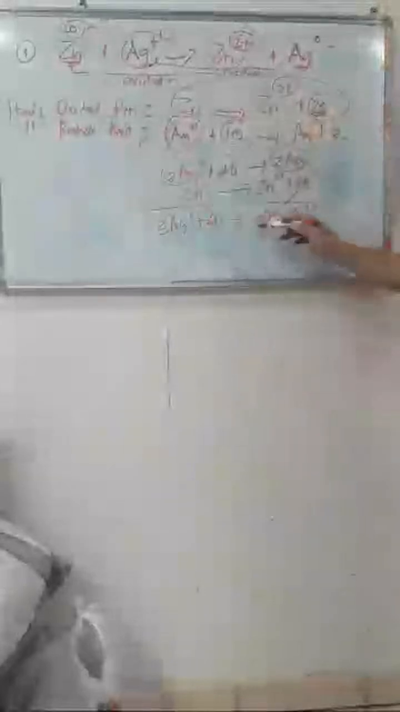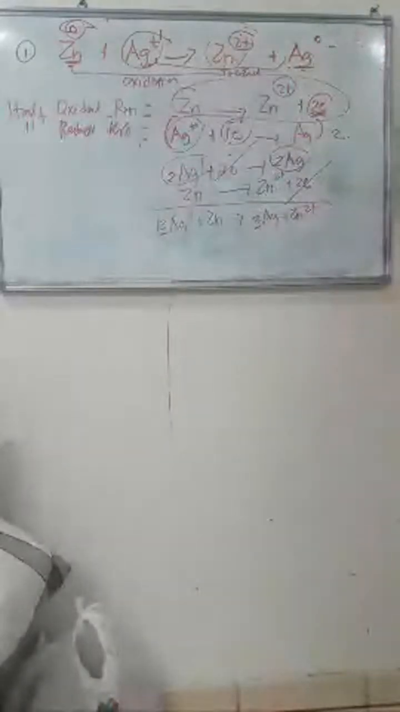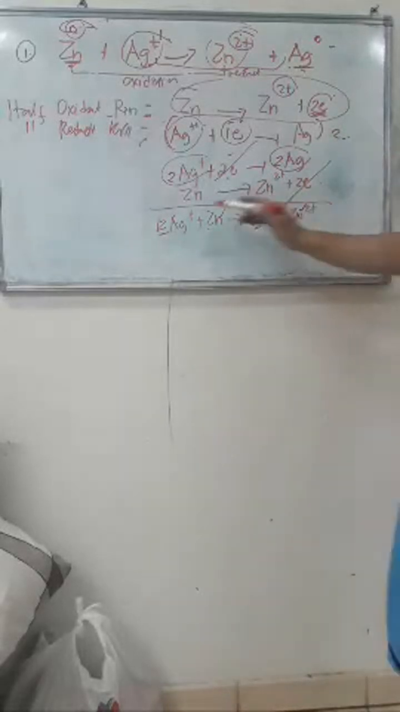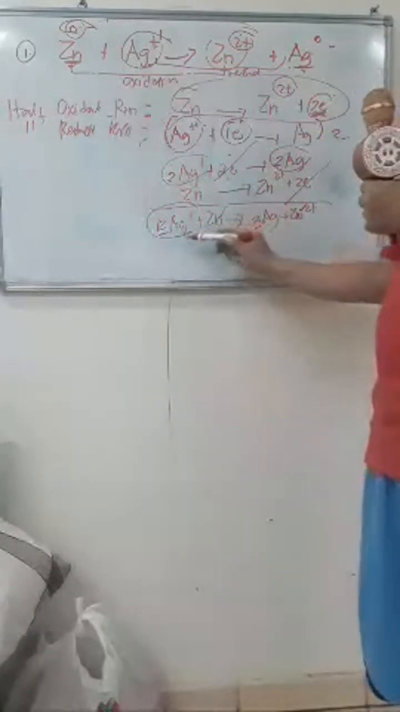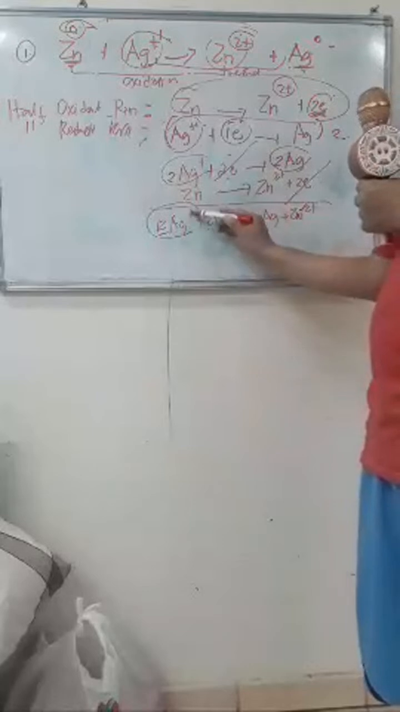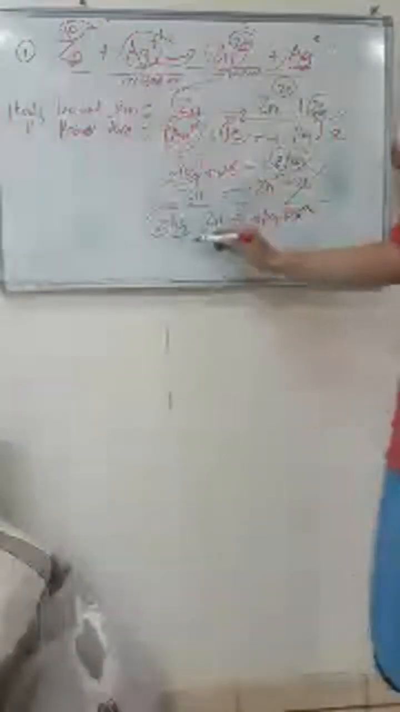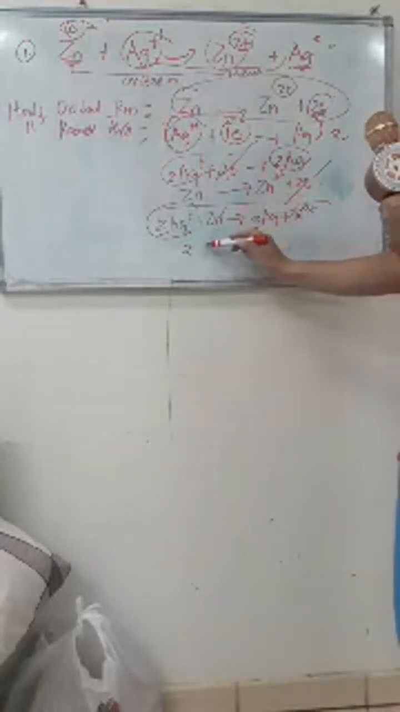Okay, let's check first the atoms. Silver 2, 2, perfect. Zinc 1, 1, perfect. Charges, okay. Silver 2 times 1 because positive means 1 automatically. So 2. 2 times 1 is 2. Then zinc, as I told you, free state 0. So that is 0. So 2.